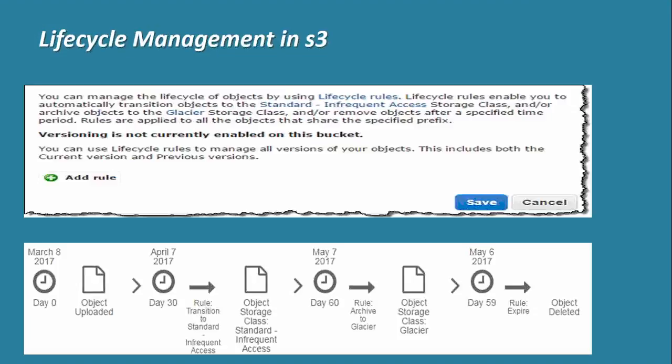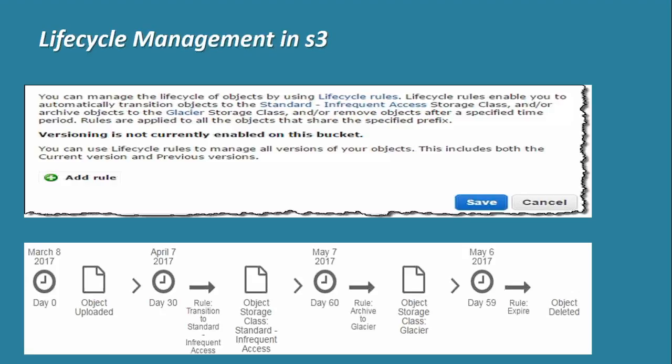The other feature is lifecycle management in S3, which is basically managing the life cycle of your objects. And you can create a rule over here that if an object is stored in standard, then after how many days, if the data is not accessed, you can move it to the standard infrequently accessed. And then after 60 days of the object uploaded, you can move it to the glacier.